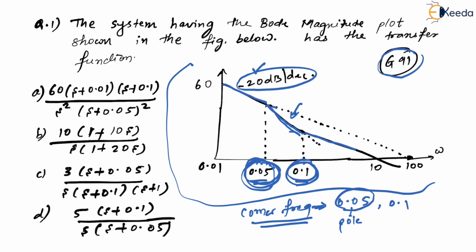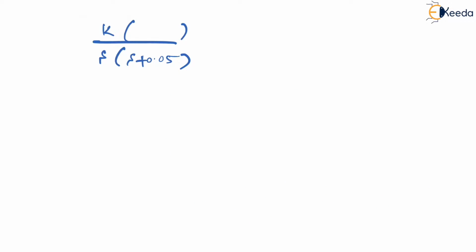Now what has happened at 0.1? The previous slope would have gone down like this, right? But at 0.1 somehow my slope has increased. This means that at 0.1 definitely there has to be a zero. Why? Because the slope has increased, right? So I can say that at 0.1 I have got a zero, so it becomes s plus 0.1. Is that correct? Now let us see how to find the value of k.